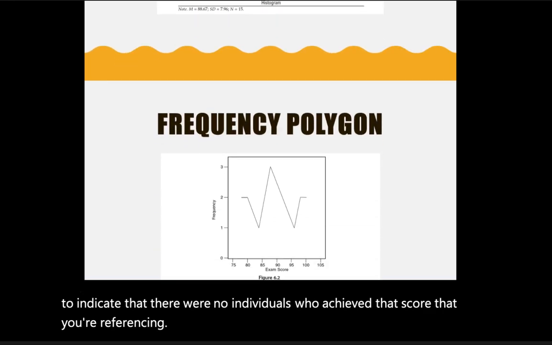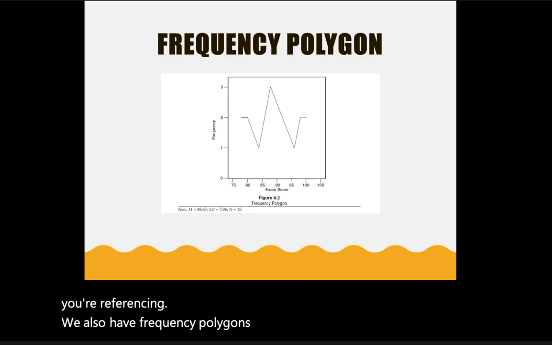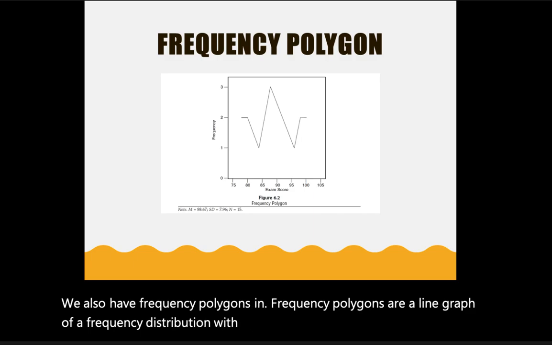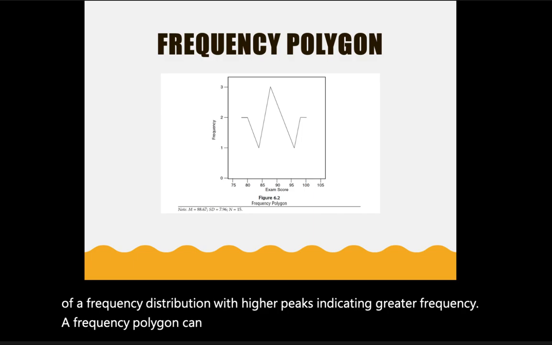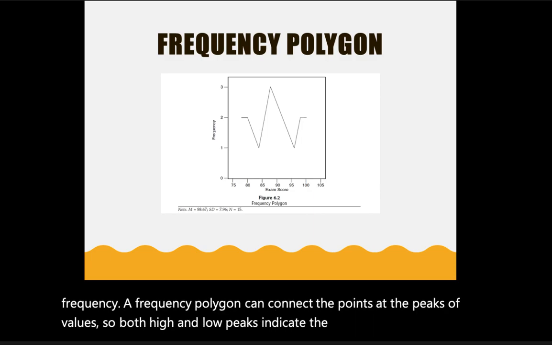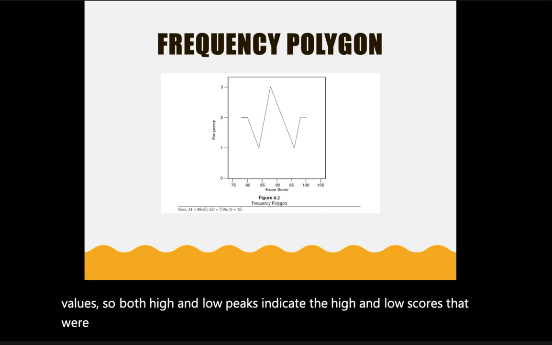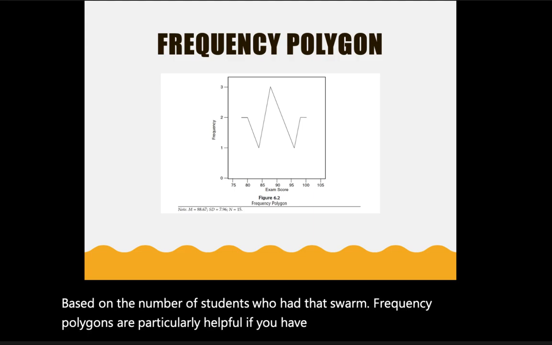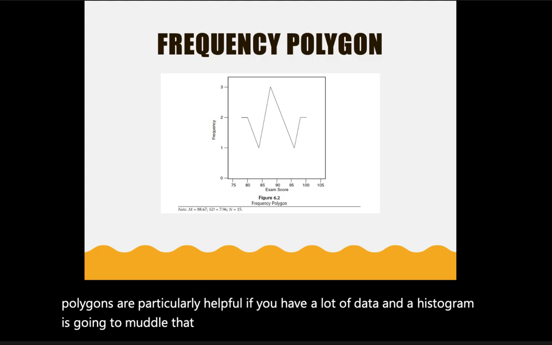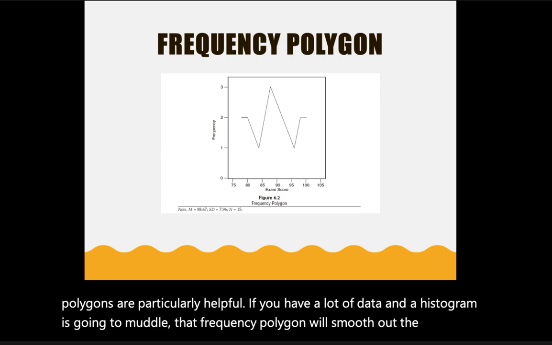We also have frequency polygons. And frequency polygons are a line graph of a frequency distribution, with higher peaks indicating greater frequency. A frequency polygon can connect the points at the peaks of values, so both high and low peaks indicate the high and low scores that were achieved based on the number of students who had that score. Frequency polygons are particularly helpful if you have a lot of data and a histogram is going to muddle that. A frequency polygon will smooth out the display of that data.